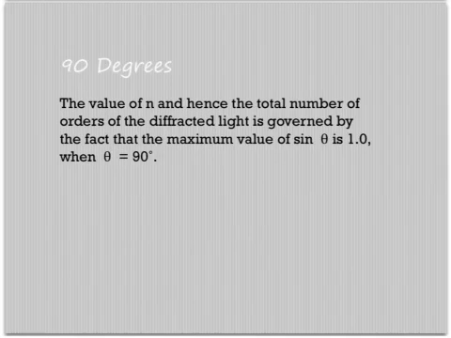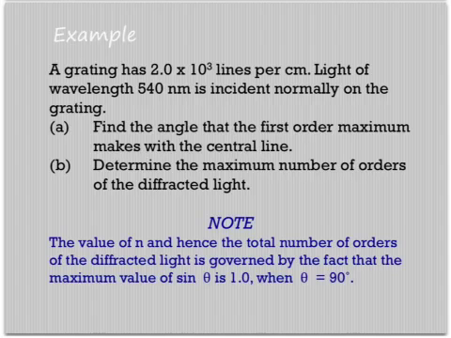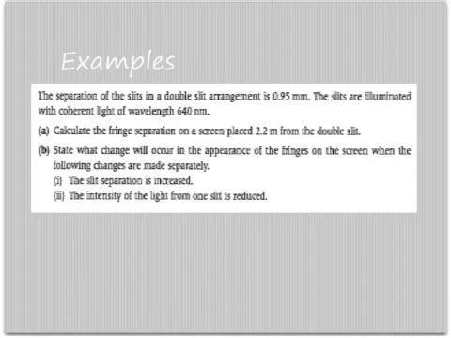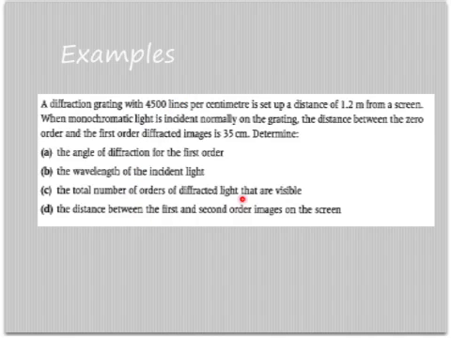The value of n, which is the order number, and hence the total number of orders of the diffracted light, is governed by the fact that the maximum value of sine theta is 1, as we all know, when theta is 90 degrees. Here is an example for which there are answers, which are found on the next slide. You can go through these answers yourself. Try this example if you have time. Here is another example you can try.